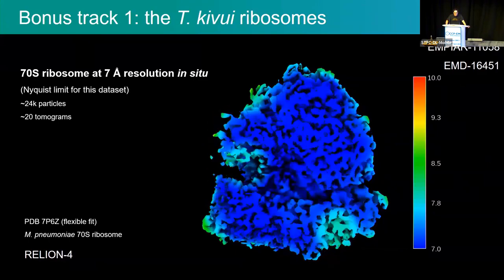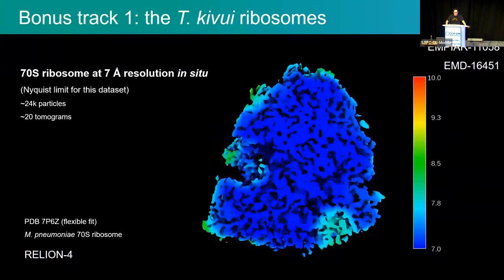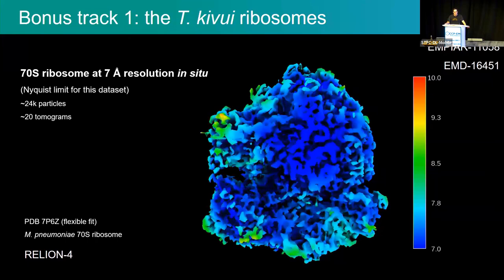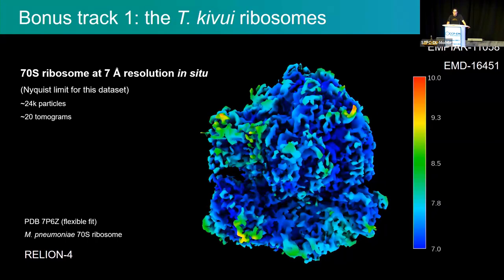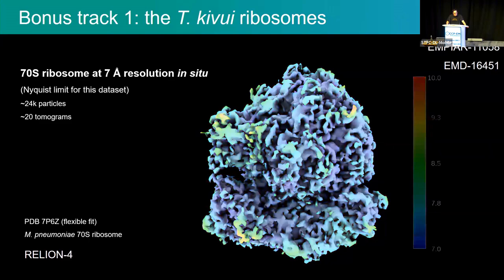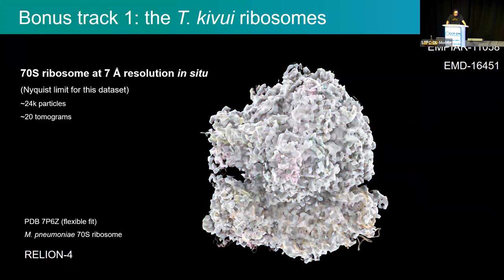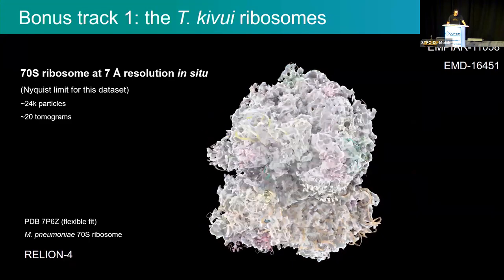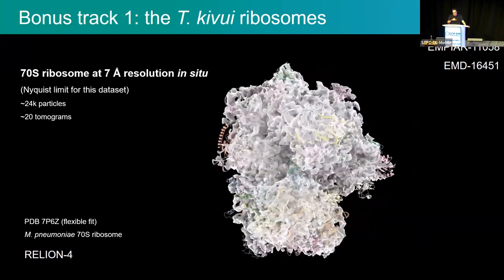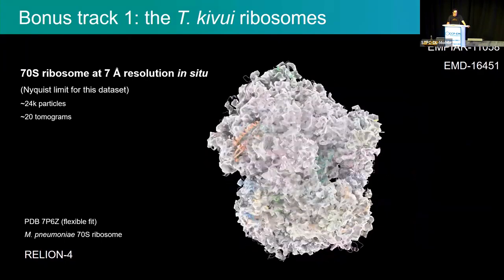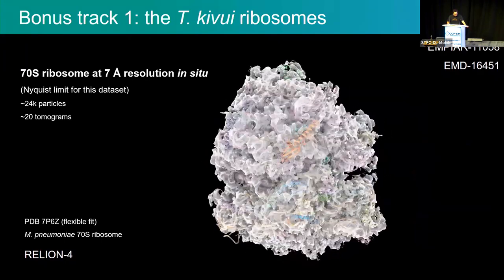And the model that I'm going to show here fitted into this map is actually another bacterial ribosome that I did a flexible fitting using NAMDinator. So please don't take this model too seriously here, because it's not the ribosome from this organism, but it's very similar.